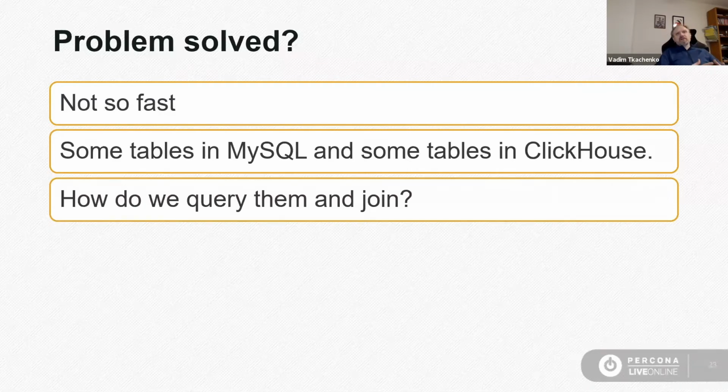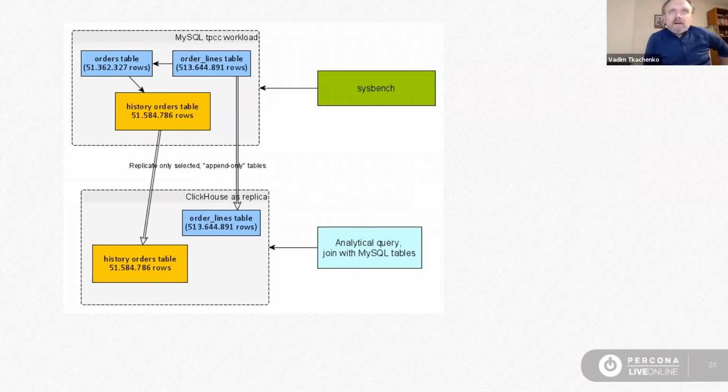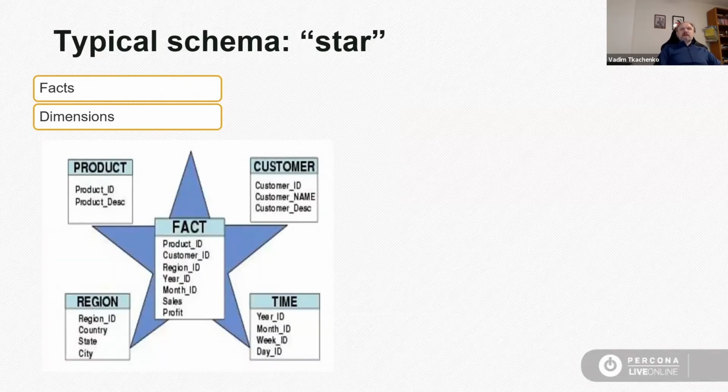Now we end up with a situation where some tables are in MySQL and some tables are in ClickHouse. And now how can we query and join them together? As you remember, we don't replicate all tables into ClickHouse, only some of them. So how can we run a query against all tables? We want to run this analytical query against the history table and then join with MySQL tables. How can we achieve that? If you're familiar a little bit with online analytical warehouse systems, that's a typical setup where you have fact tables, where you store all your facts, a very huge, very big table, and probably smaller tables, which are lookup tables.